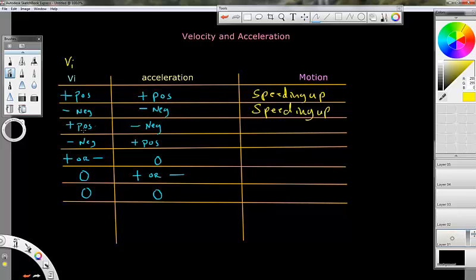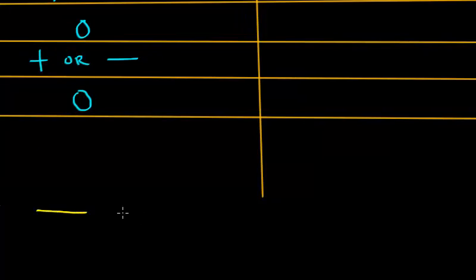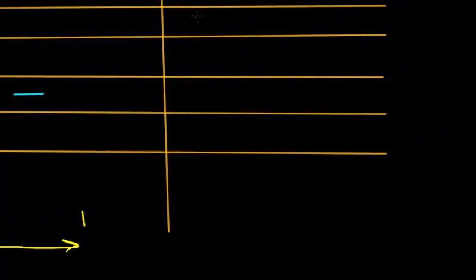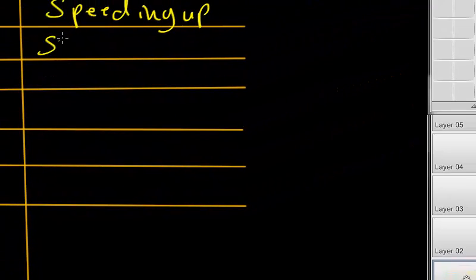But what happens if these offset each other, or the signs are different? Let's say in this example, you're going in the same positive direction, and you suddenly accelerate negative. Well, a negative acceleration would be like hitting the brakes. So this would be slowing down.